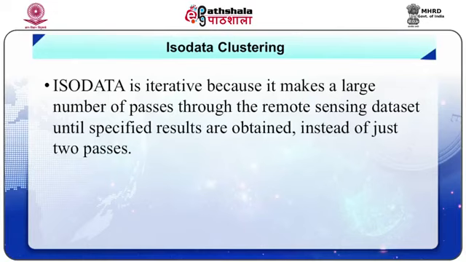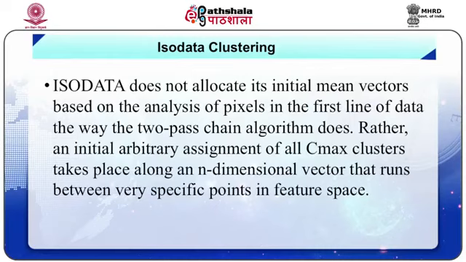ISODATA is iterative because it makes a large number of passes through the remote sensing data until specified results are obtained, instead of just two passes. ISODATA does not allocate its initial mean vectors based on the analysis of pixels in the first line of data the way the two-pass algorithm does. Rather, an initial arbitrary assignment of all Cmax clusters takes place along an n-dimensional vector that runs between very specific points in the feature space.